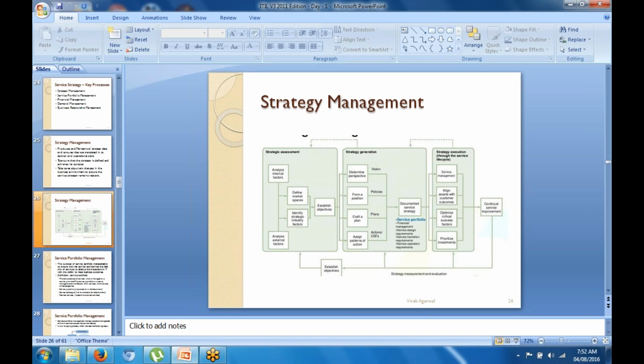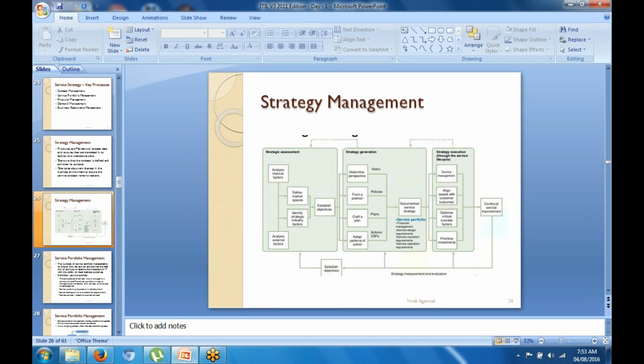This is a block-wise diagram, strategy management. On the left hand side, you will first analyze your internal factors and your external factors. External factors, can you say supplier information or supplier management, that comes into external factors, right? Then we define market space, identify strategic industry factors, and then we establish our objectives. In strategy generation, we determine our perspective, form a position, craft a plan, adopt a pattern of action. Then we have our vision.